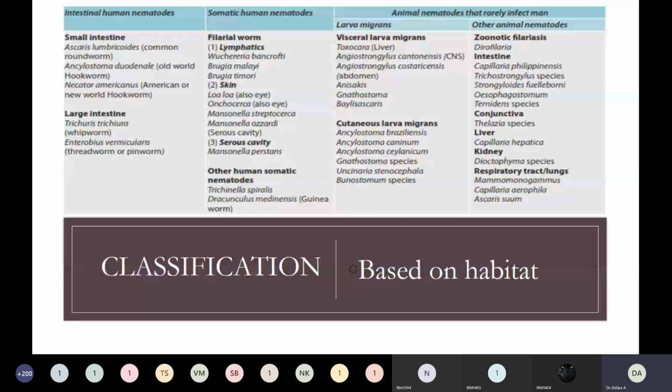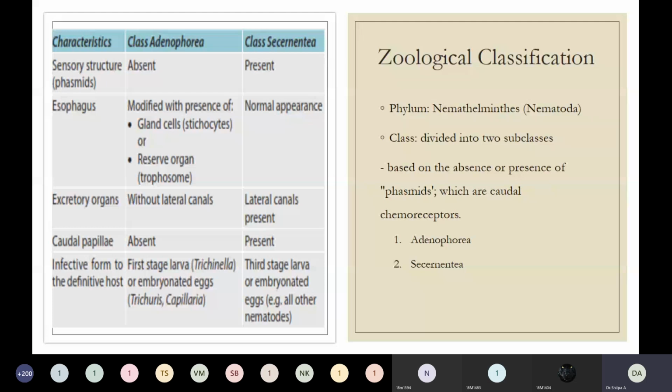Okay, examples, everything. So now one classification was based on how the parasite is going to lay their eggs: oviparous, viviparous, ovoviviparous. The second classification is based on habitat, and the third classification is based on the systemic classification or the zoological classification. This I'm stressing because it can be asked in your exam questions. Okay, classification of nematodes. There are three different types. Now the third one is systemic classification.